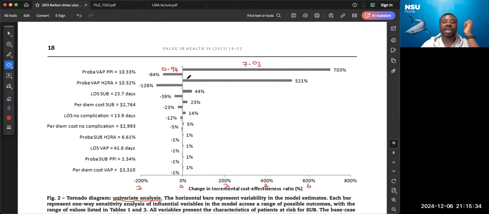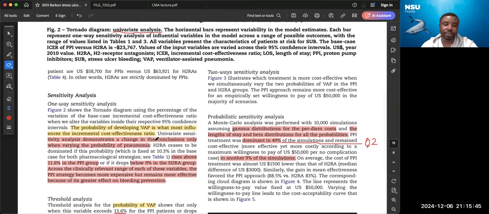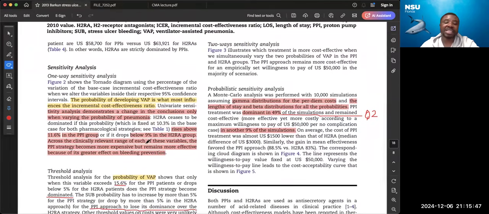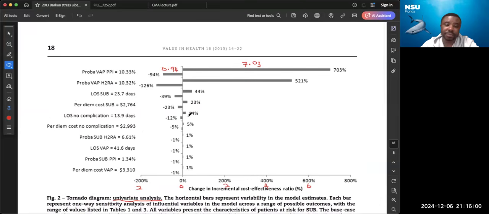It is sensitive. What does it mean? It means that if you keep changing the numbers, at some point the decision changes. I explained that here: remember that our base case decision is that the PPI is dominant, and then the H2 arrays are dominated. But this decision changes if you change this particular number, 10.33.